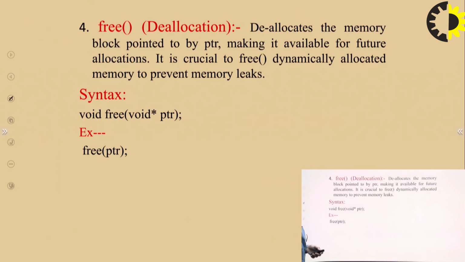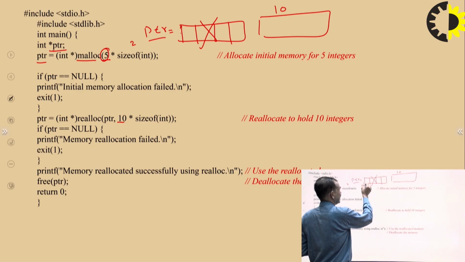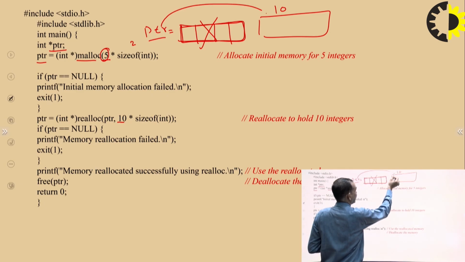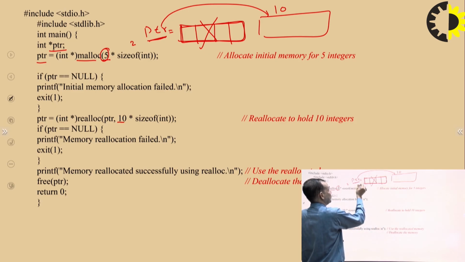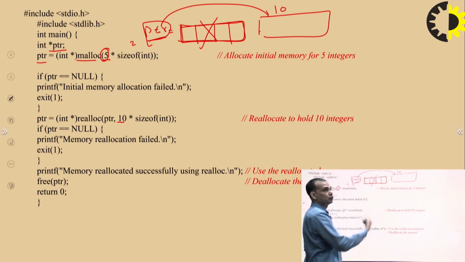Okay. Now, when we are using malloc, we have to free, because ptr is assigned to this block of memory. If we have to assign ptr to another block, firstly we have to free this ptr variable, then we assign another memory block to the ptr.